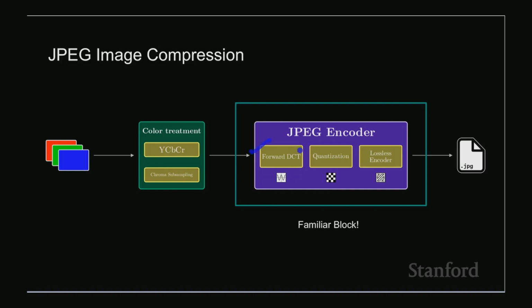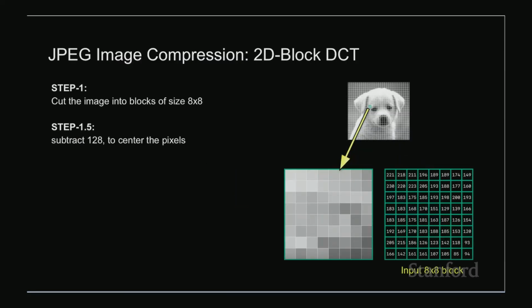So now we'll just basically look into each of these blocks. You already know, so I'll just fill in some more details for you on how exactly this works in JPEG. Okay, so step 1, we want to do 2D block DCT, right? So you want to convert your image into blocks. So in JPEG, you basically take 8x8 block sizes.